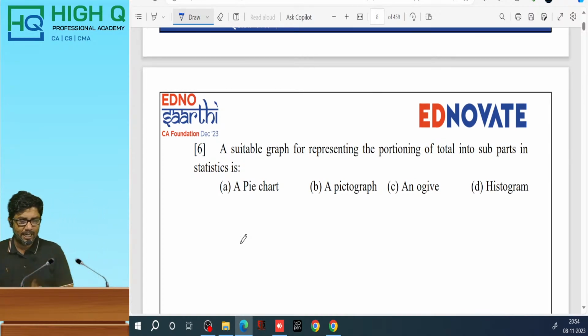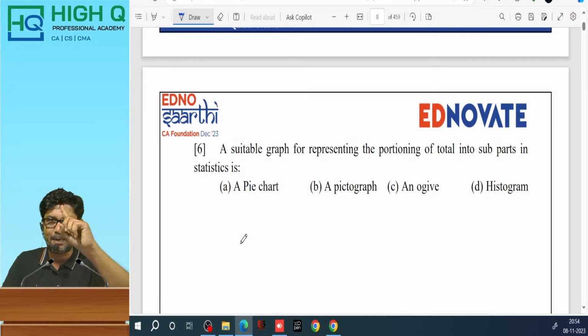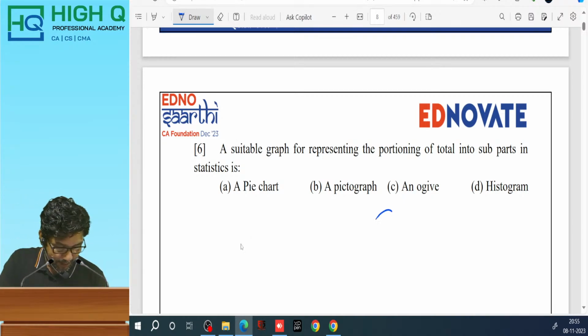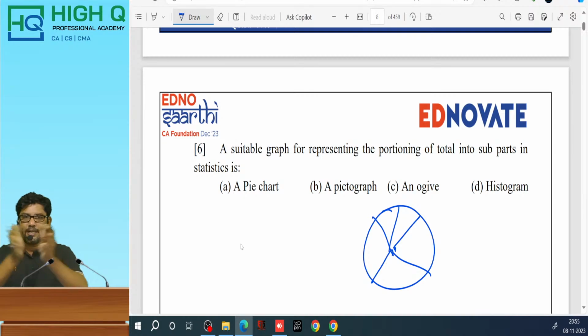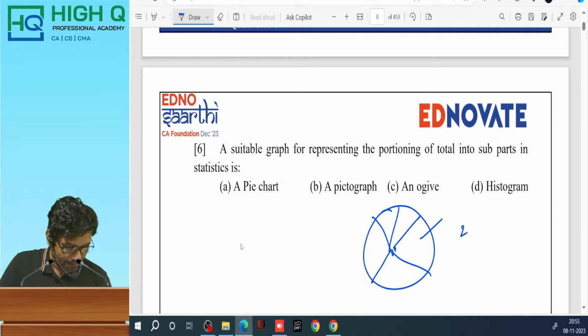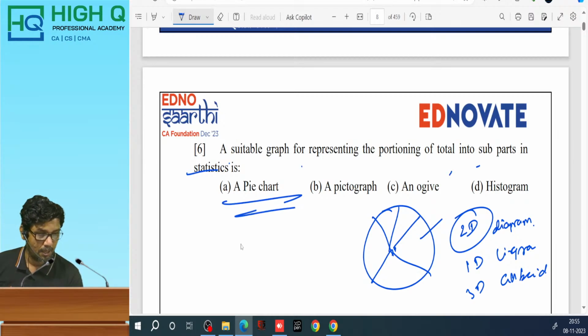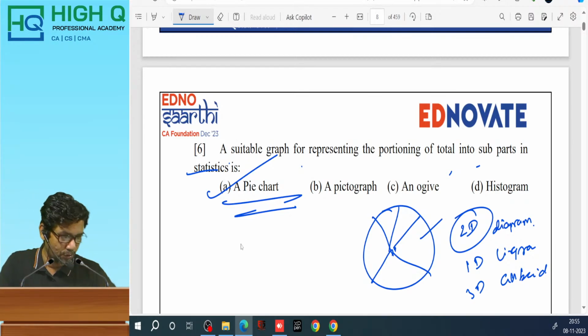Now, a suitable graph, I think the fourth mark. See, all 6 questions came in one attempt. A suitable graph for representing partitioning of total into subparts in statistics is, I think I did not explain about pie diagram, right? See, for example, income has to be divided into a few sectors. That is what we call a pie diagram. Pie diagram is a 2-dimension diagram. Line diagram is 1 dimension. 3 dimension is cuboid. Remember this. Pie chart is the best answer, my dear, because ogive and histograms are not different. Pie chart everyone knows.